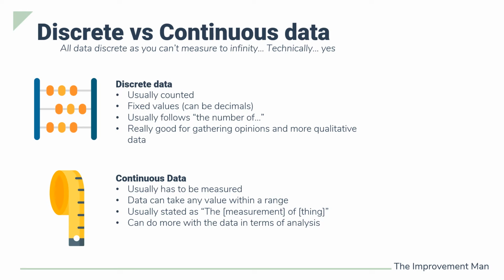Continuous data, on the other hand, is data that you would have to measure. This data can usually be a value within any range, and it's usually stated as the measurement of a thing. And with continuous data, you can do more in terms of analysis. So generally speaking, it's more advantageous to have continuous data than discrete data. But that is not to discredit discrete data if you cannot get continuous data, it's better to make a decision on something rather than nothing.